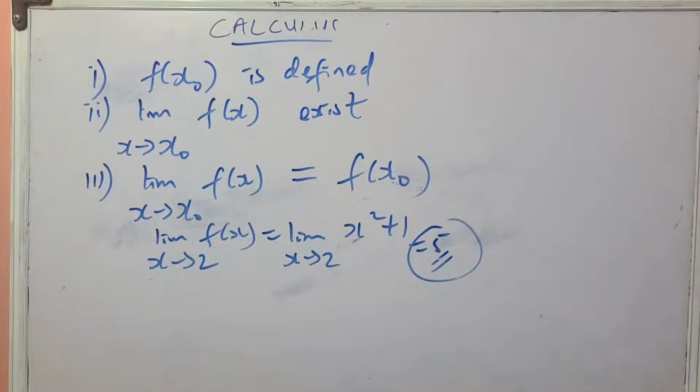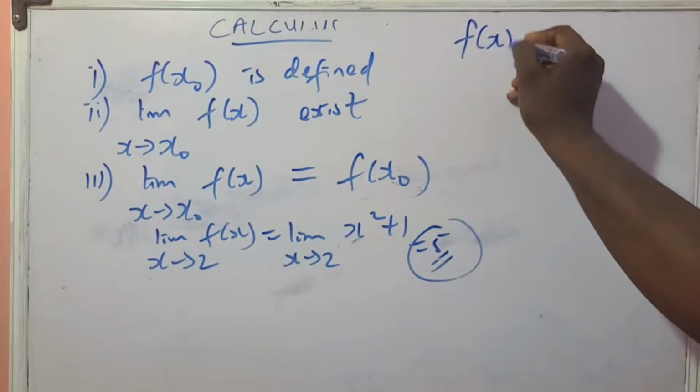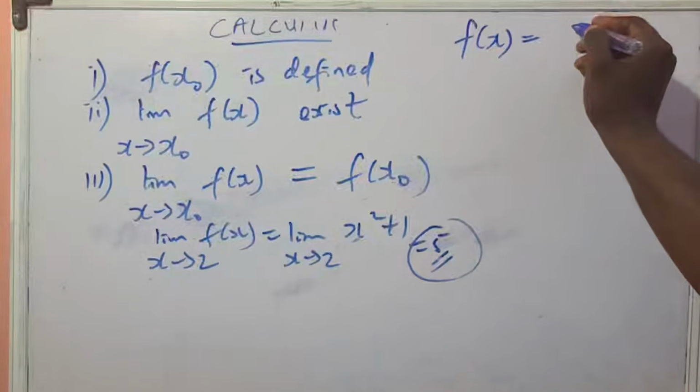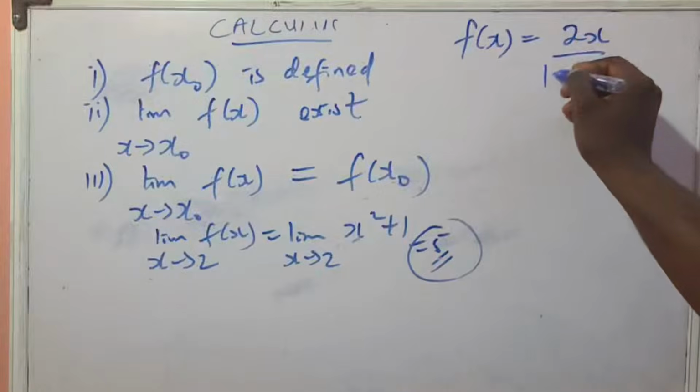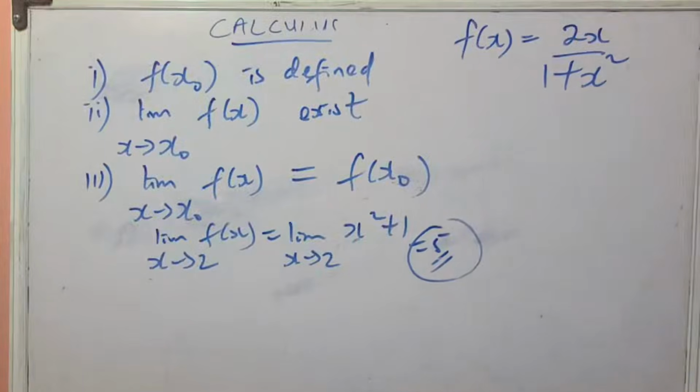So look at this function now. You tell me if this function is continuous. We have 2x over 1 plus x squared. Can you state if this function is continuous, or could you identify any point of discontinuity? That means, for instance, is there a place where you know that this function will not be continuous?